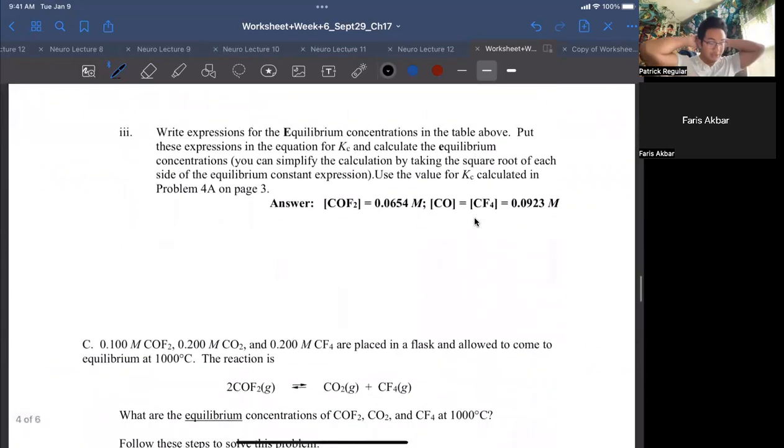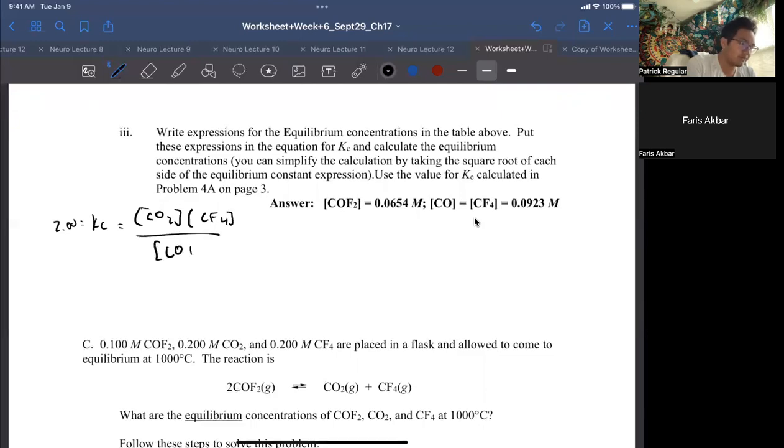Okay. So if we have our relative concentrations, we let the variables be as they are, because remember, X is just a ratio and it's the same variable used for our reactant and products. Well, let's put that in our Kc expression. Remember, Kc equals CO2 times CF4 over COF2 squared. All right, now let's plug and chug. We have X.